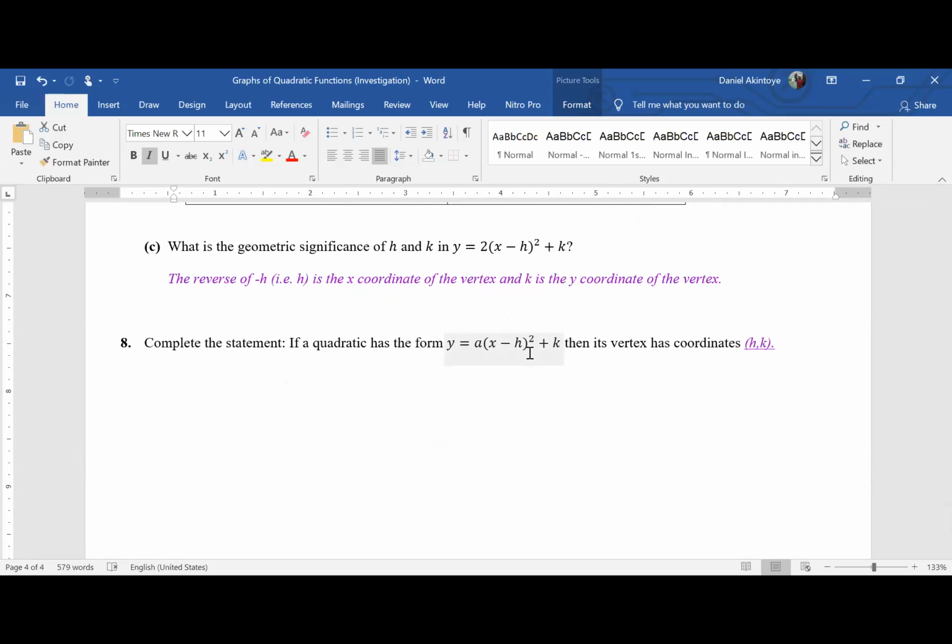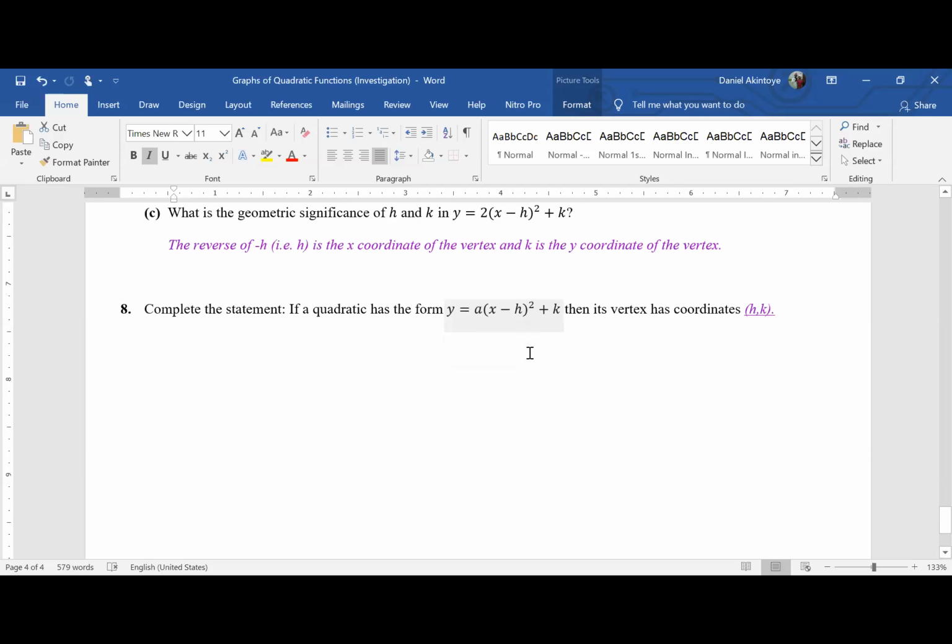There's a difference between point and value, okay? The point is in two-coordinate form, X, Y, that's a point. The value is just the Y alone, okay? So let's take note of that.